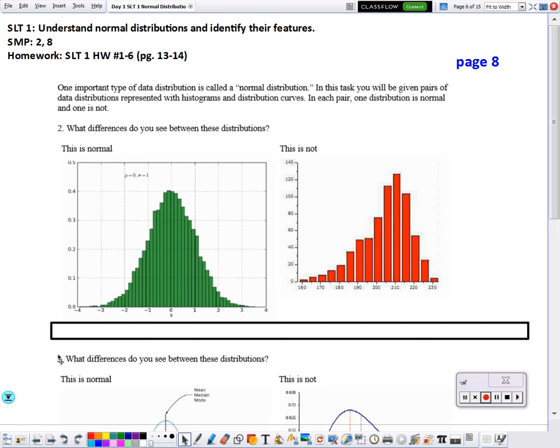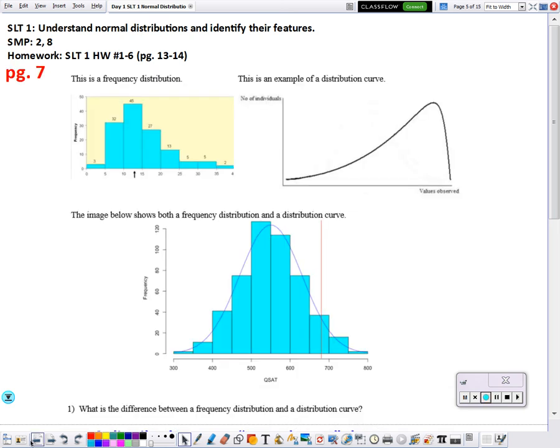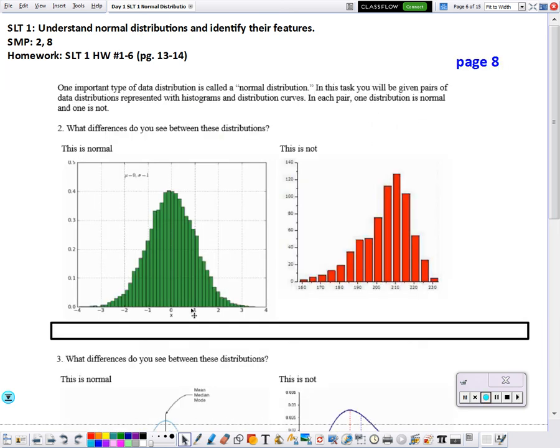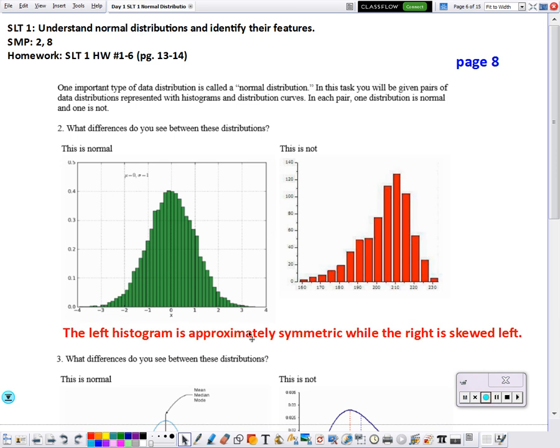All right. Nope, that was on our page. All right, so number 2, we've got the first 2. This is a normal distribution curve. This is not a normal distribution curve. And I notice the one that is not normal is more spread out on the left. Perhaps these are outliers, perhaps they're not, but there's definitely more spread over here on the left. So I say that the left histogram is symmetric, but the right histogram, this red one, is skewed to the left because the left is where it is more spread out.